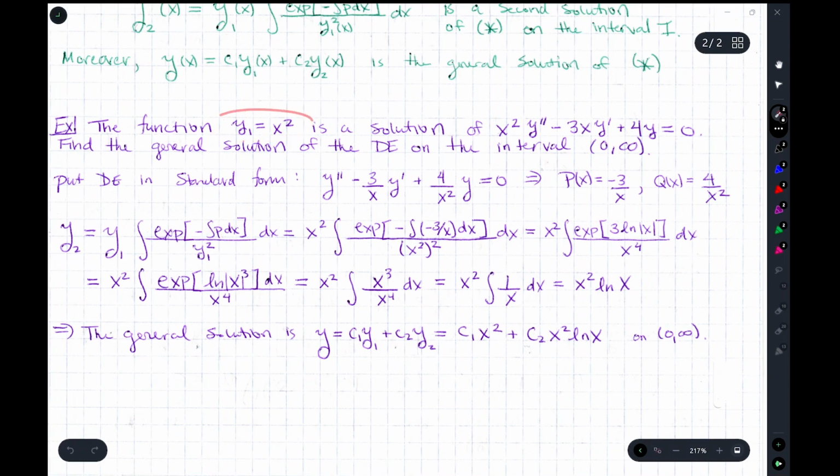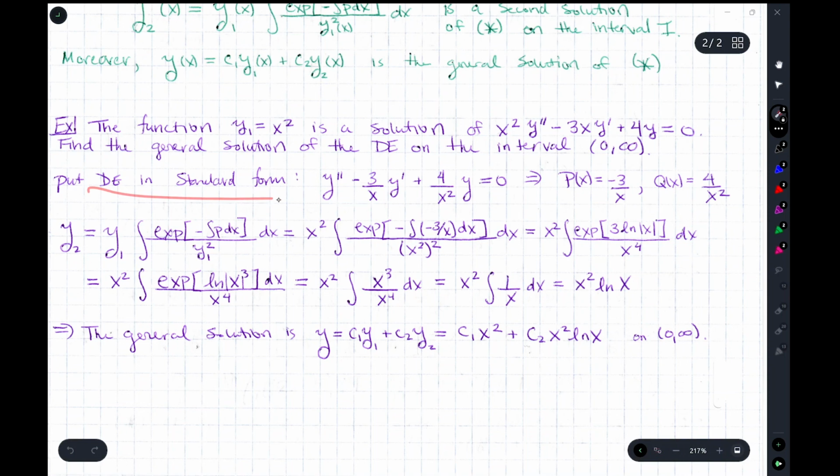So the function y1 equals x squared is a solution to this differential equation. And we want to find the general solution of the differential equation on the interval 0 to infinity. Notice how important it is here that we do not include 0. So this is an open interval. It's not inclusive of 0, because otherwise we would get the coefficient there being 0, and we can't use our powerful theorems on homogeneous linear differential equations.